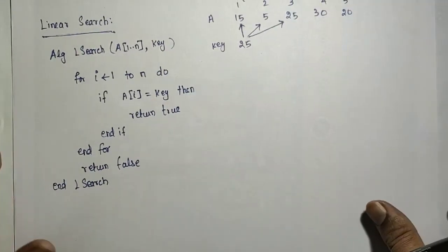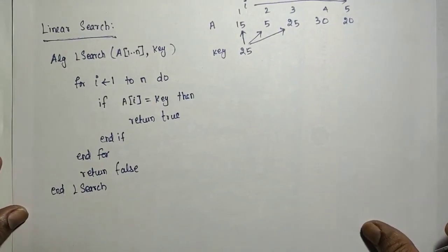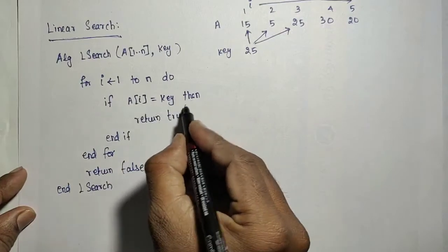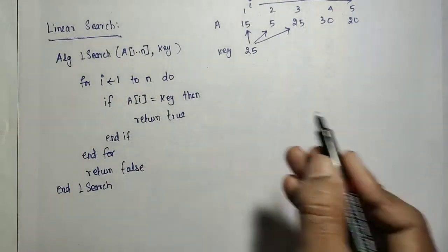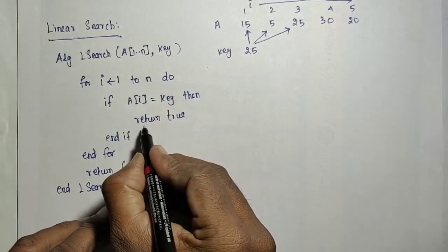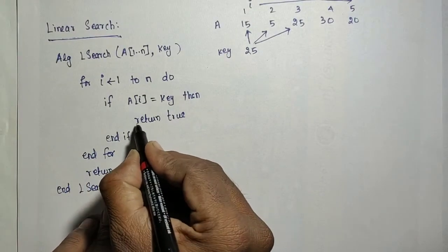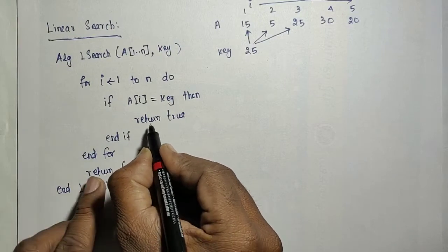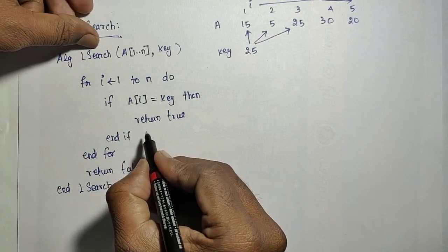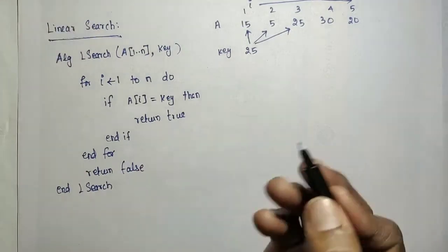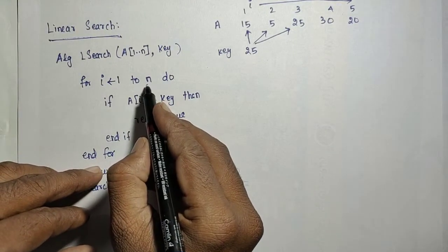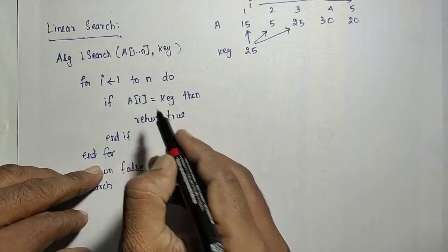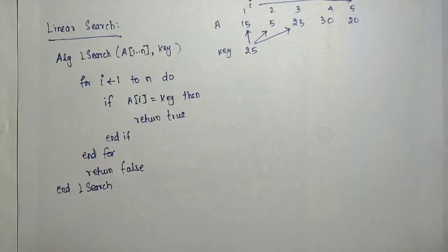Here, what is the result? If a of i equals key, then we return true. True means the element is found, and that result is going to be returned. So what is the use of the return statement? Whenever the return statement is executed in an algorithm, the algorithm itself gets terminated with that result. That's all. So the rest of the iterations in that for loop will not get executed once that statement is reached.